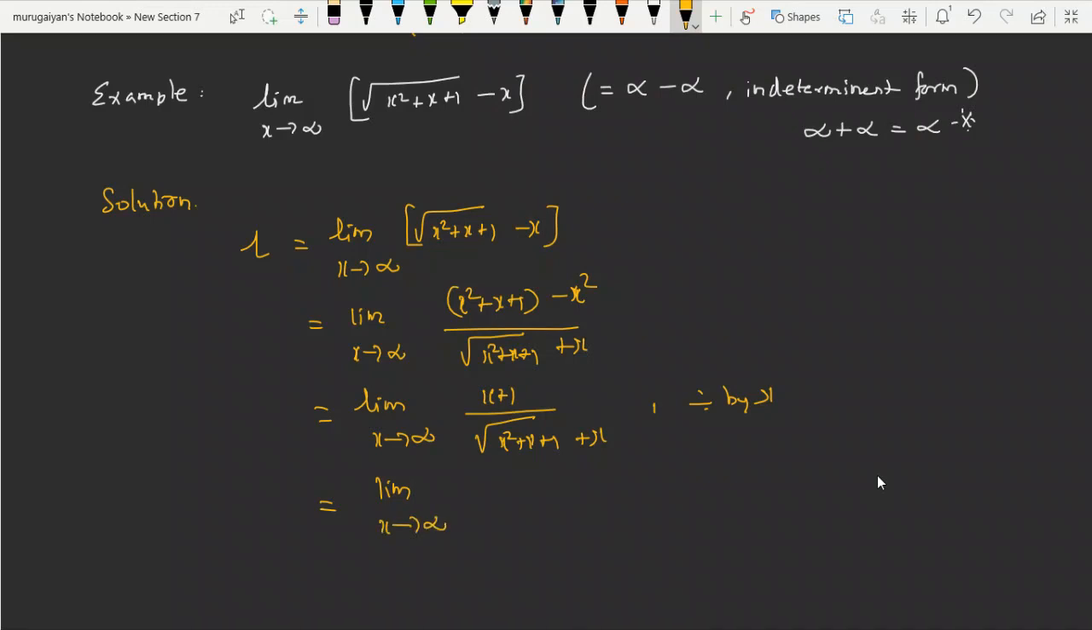The numerator 1 plus 1 by x, correct? The denominator within the square root, 1 plus 1 by x plus 1 by x square, then 1. Now taking the limit, all 1 by x or 1 by x square terms become 0. Final answer: from the numerator 1, from the denominator root of 1 plus root of 1, 2. Dear student, 1 by 2 is the final answer. Thank you.